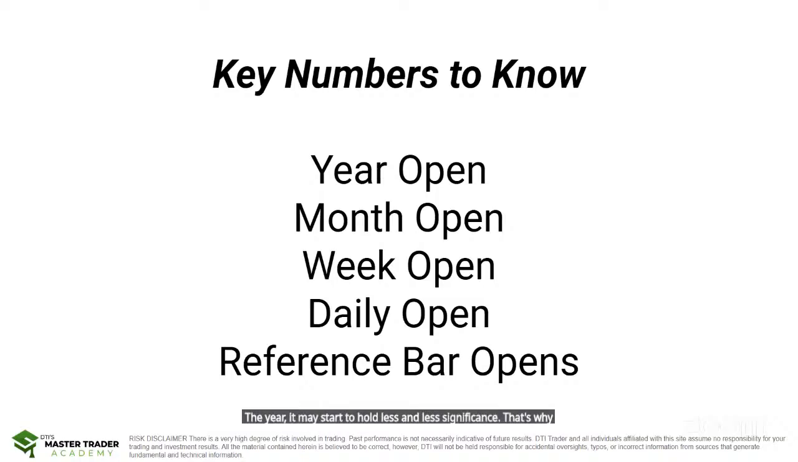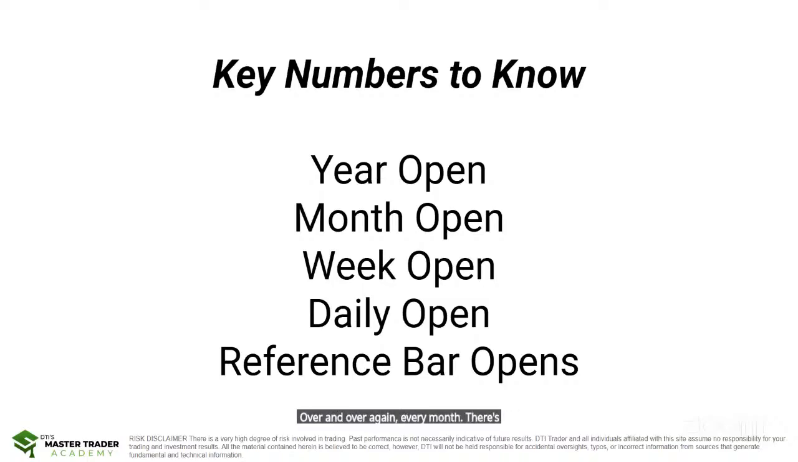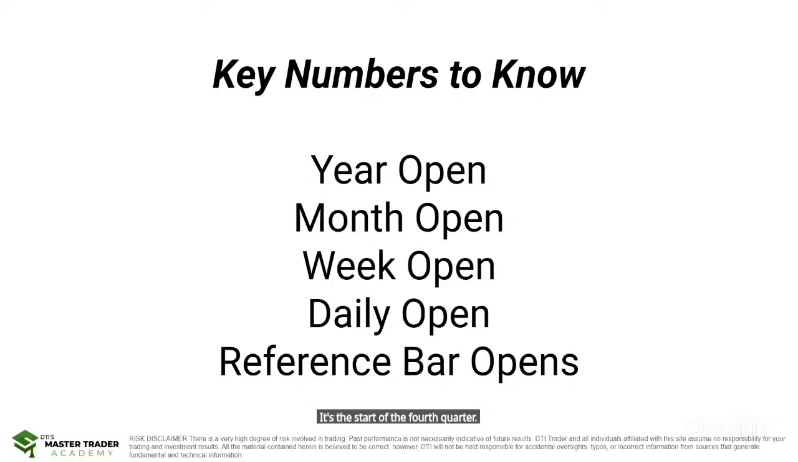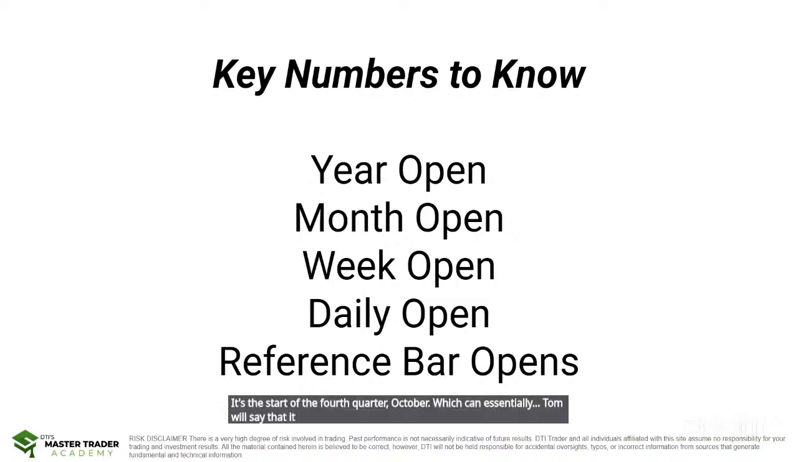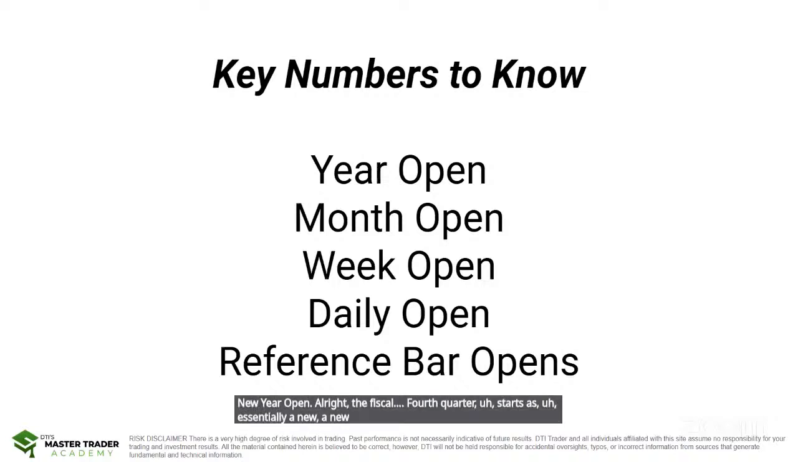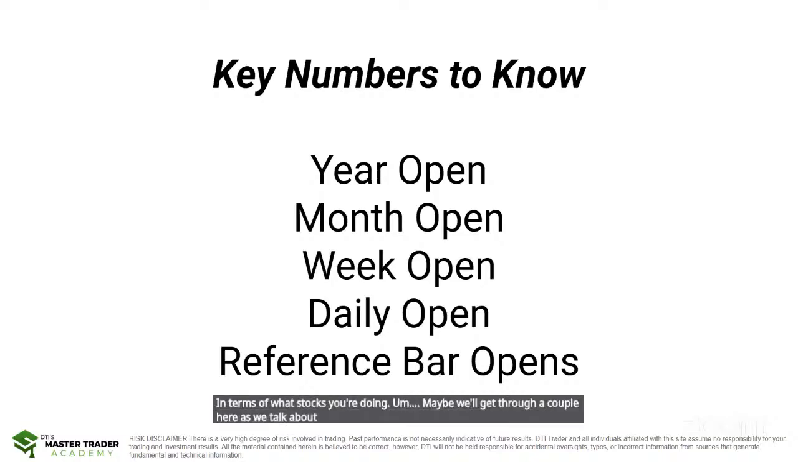Many years, when the market moves away from the year open, as we get further and further into the year, it may start to hold less and less significance. That's why we narrow it down to the monthly opens. So every month we get a new month open, which means that if you think about every month as the start of a new race, stocks have a chance to prove themselves over and over again every month. There's one month in particular that we'll be getting to here before too long. It's the start of the fourth quarter, October. Tom will say that it acts like another new year open. The fiscal fourth quarter starts as essentially a new year open. So October gets kind of an extra asterisk in regards to that. But every month is very, very important in terms of what stocks are doing. Maybe we'll get through a couple here as we talk about some of the tools that we use.